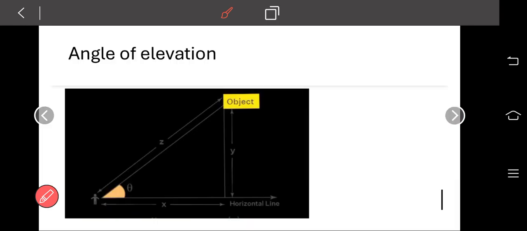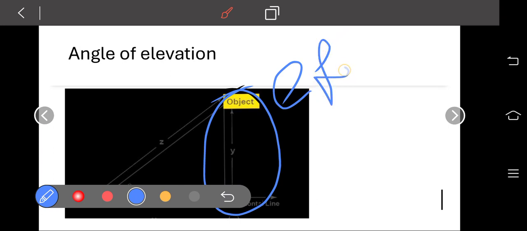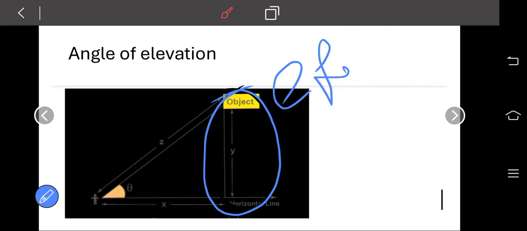So now getting into angle of elevation and angle of depression. What is angle of elevation? Angle of elevation is nothing but, for example, let's take this y line as the Eiffel Tower. I'm just writing in the short form EF. So let's take this as the Eiffel Tower, and you are standing here, and this x line is your level of eyesight.